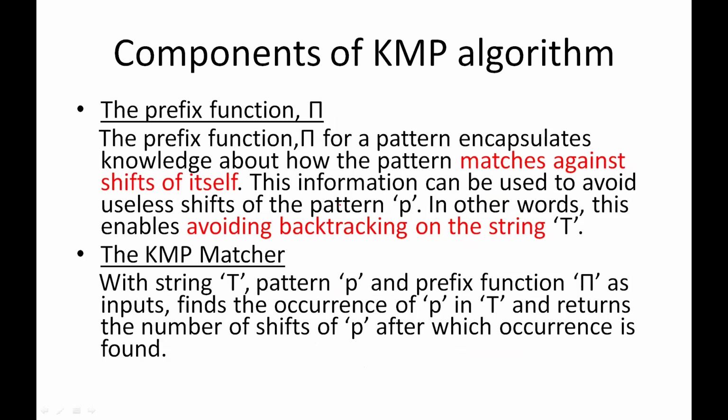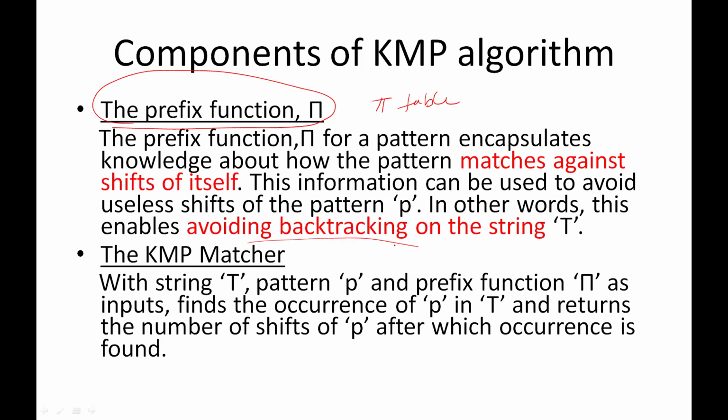The KMP matcher algorithm consists of the basic algorithm that helps in matching the entire sequence. But what supports it is the prefix function. This is the prefix function pi, usually written as pi. It's called a pi table, where we find out the longest prefix that also appears as a suffix. The prefix function encapsulates knowledge about how the pattern matches against shifts of itself. This information can be used to avoid useless shifts in the pattern P. So it will avoid backtracking on the string T.